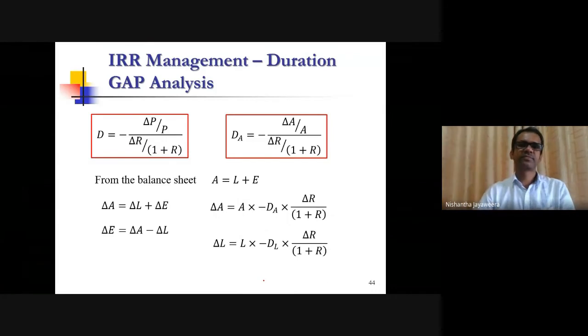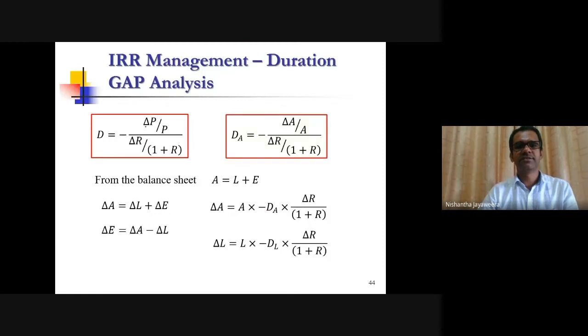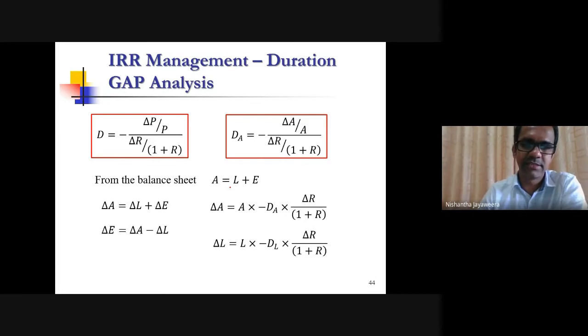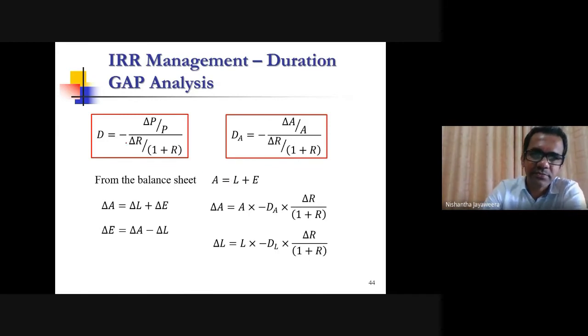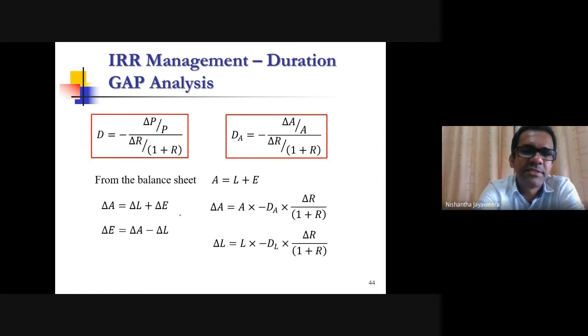So this is the equation written here. Delta p over p divided by delta r over 1 plus r. Instead of y, I have used r here. R is the interest rate. And not only that, I have used that minus sign because duration is directionally negative. If interest rate goes up, price goes down. Just to reflect that, this sign is given here. Okay, this is generally applicable for any asset or any liability, whatever interest rate sensitive instrument.